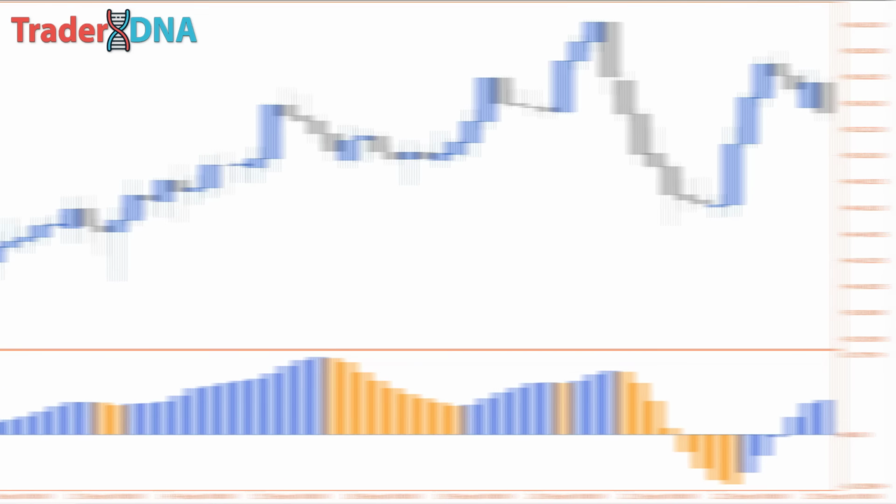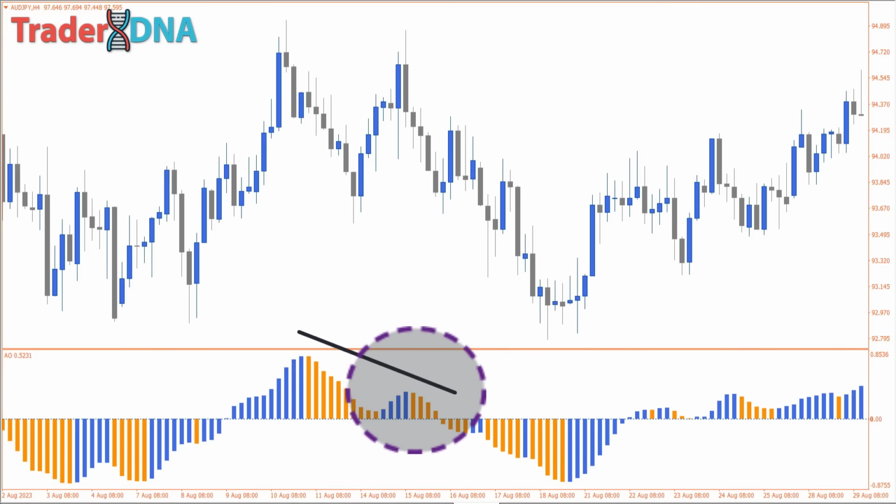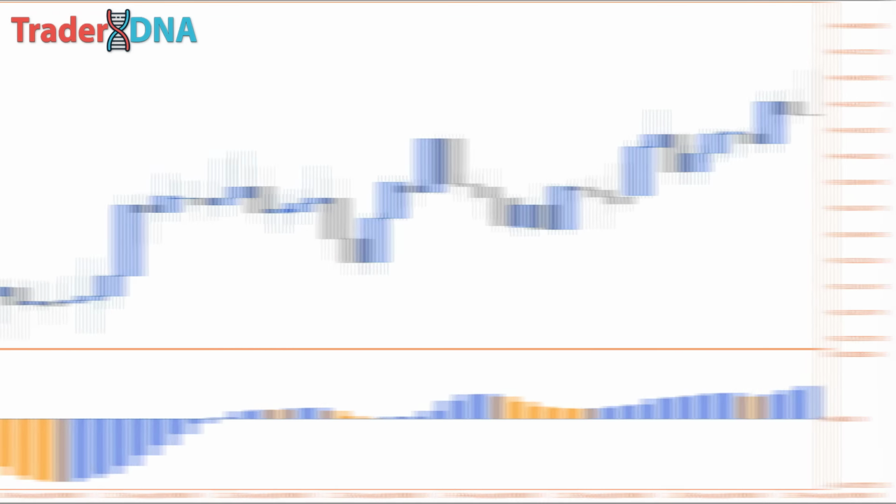A bearish Twin Peaks setup occurs when there are two peaks above the zero line. The second peak is lower than the first peak and followed by an orange bar. The trough between both peaks must stay above the zero line for the entire setup. The Awesome Oscillator Twin Peaks setup can be identified as follows.